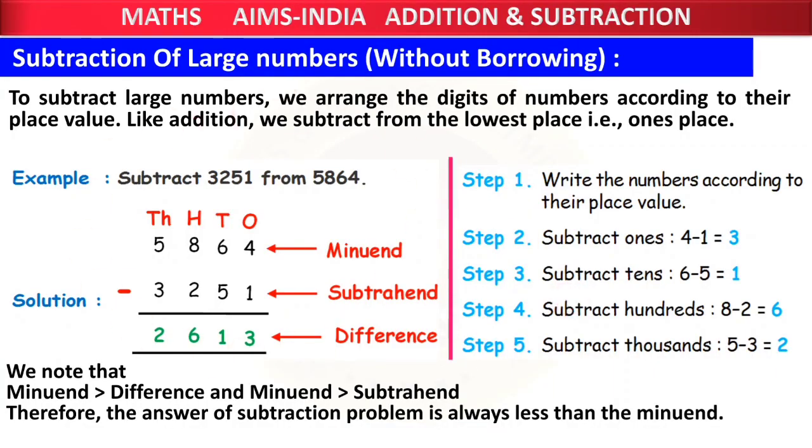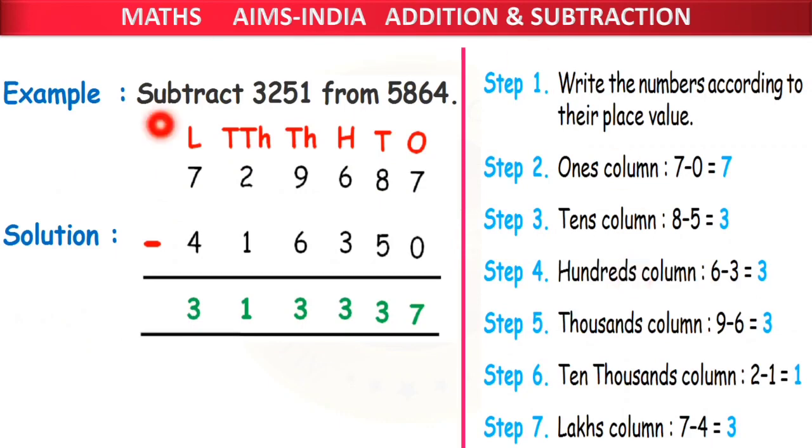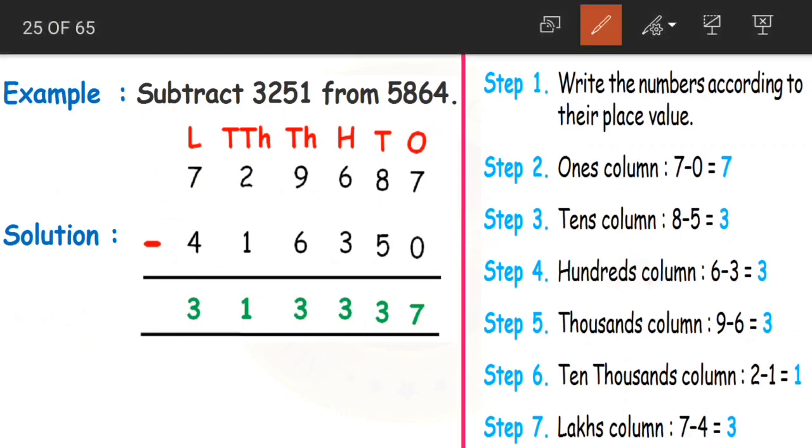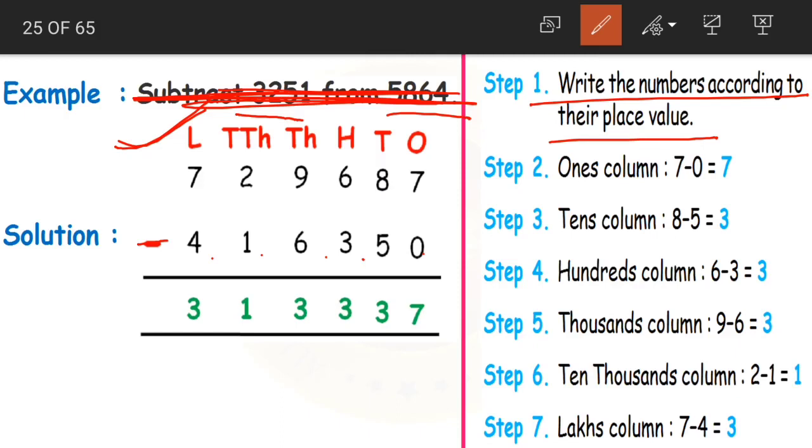Yes, children, clear about this example. Now let us solve another example of a similar type. What should we do here? Subtract 3251 from 5864. I'm sorry, here the wrong question is given. The numbers here are different. So let us take this one. Subtracting 4,16,350 from 7,29,687. First step, as usual, write the numbers according to their place values.